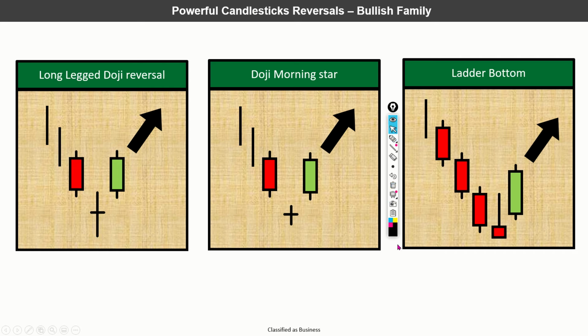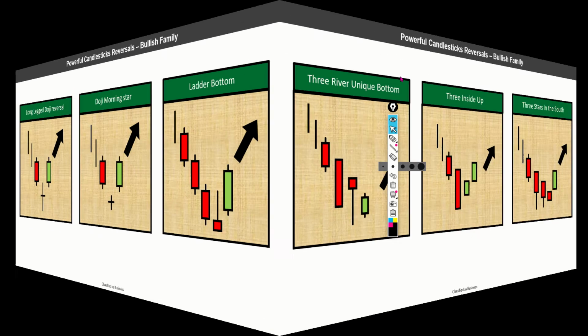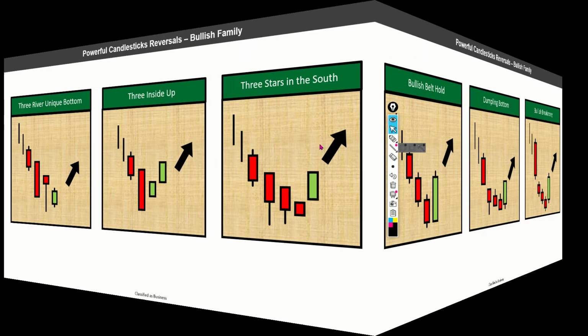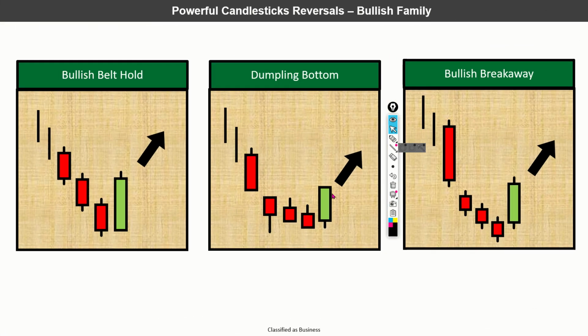So try not to get overwhelmed with all the names here. Don't get intimidated. What we always need to remember is that no matter what fancy names you have here, it all ends up as a hammer, right? Then sometimes you might have some consolidation right here, but as long as the candle closes right above this resistance, then it goes up from there.